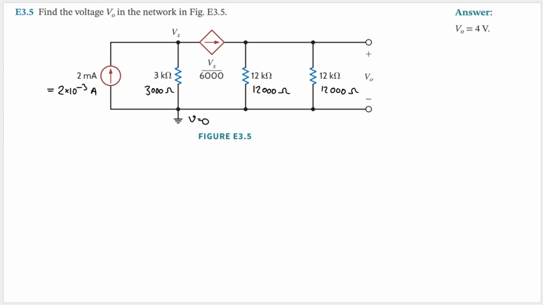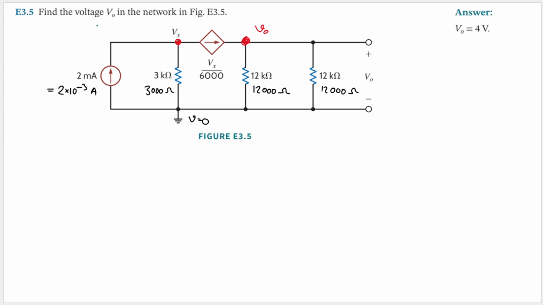Okay, now all good. Now we have Vx here and we have V0 here. So this node here, and eventually this node here, is also V0. Why? Because that is V0 from the ground, right? So this is 0, so this one will be V0. So in this node we also have V0. So we have two nodes here, Vx and V0, and we need to do nodal analysis at this node and that node.